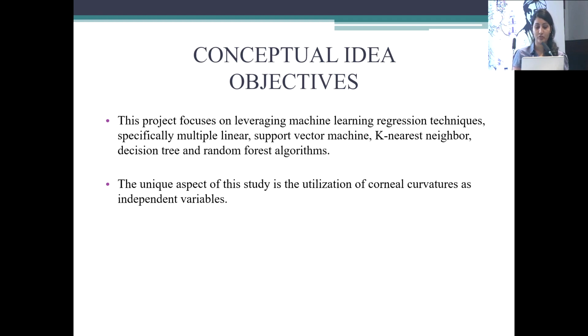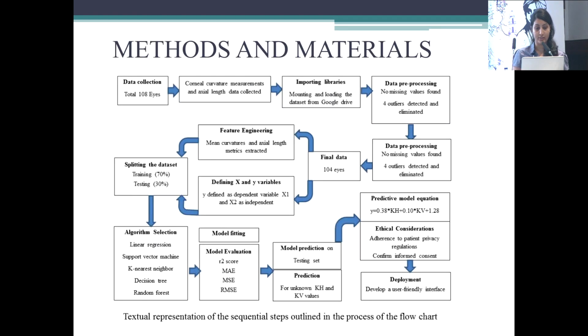The unique aspect of this study is that we will be utilizing the corneal curvatures, both horizontal and vertical, to predict the axial length. We have collected the data of 108 eyes from 108 patients, and the data comprises corneal curvatures, both horizontal as well as vertical, taken from the Bausch & Lomb keratometer, and the A-scan derived axial length.